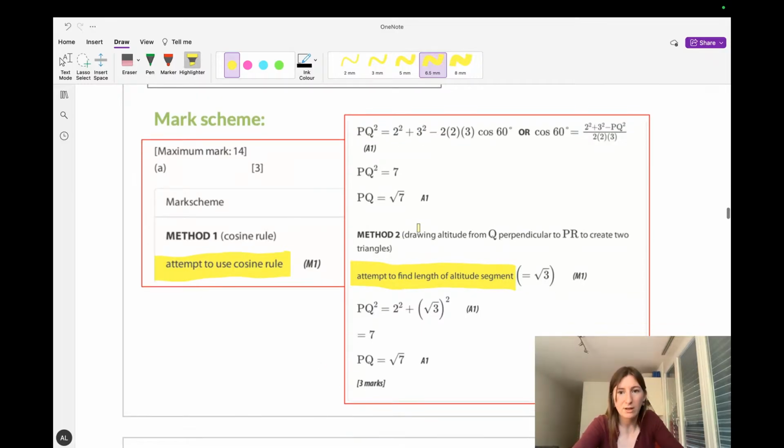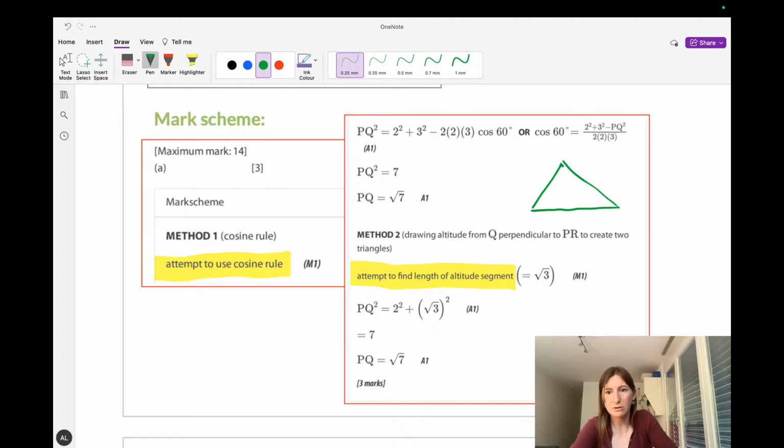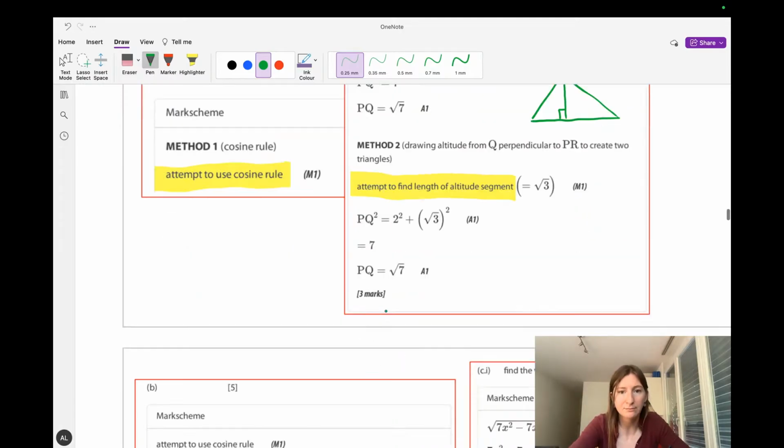This was another method, which I think is way more complicated, by drawing a perpendicular line. So a lot of students will try and turn a triangle like this into a right angle triangle and then calculate things using SOHCAHTOA. It takes a lot of time. So I wouldn't recommend it, but it is valid.